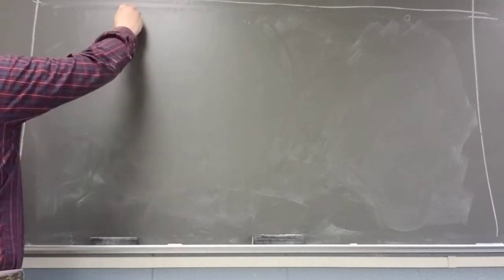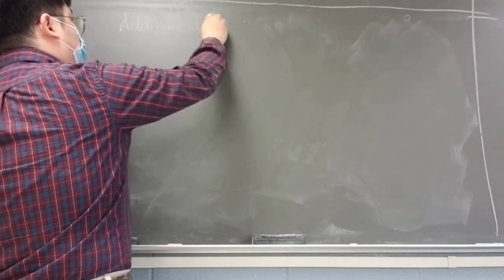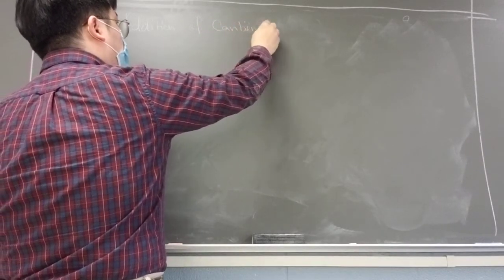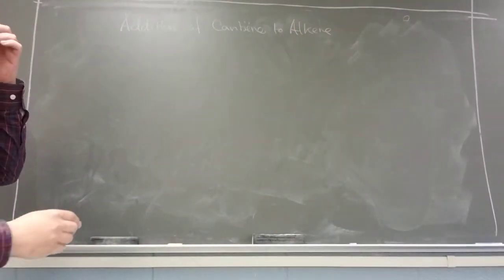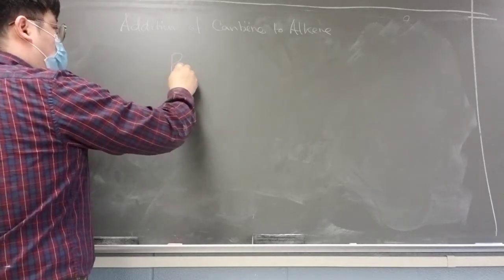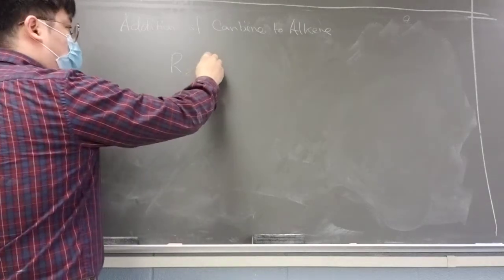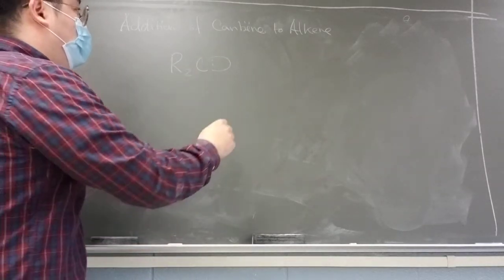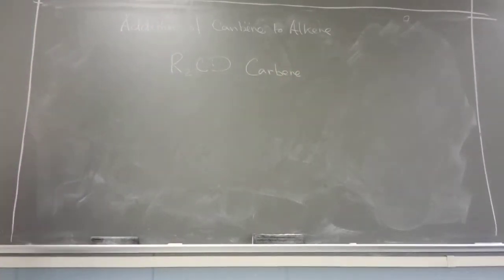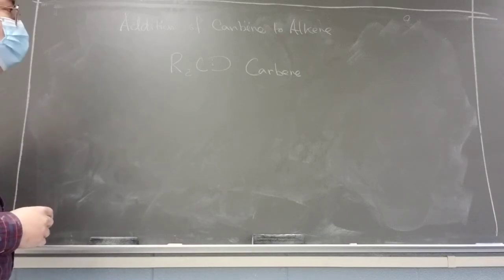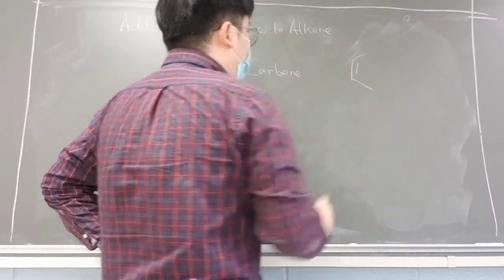So we call this the addition of carbene to alkene. So basically, if you have some kind of a form that looks like R2C with one lone pair here, a pair of electrons here, this is what we call a carbene. Okay, so you can try to use this one for the alkene groups too, like this one.